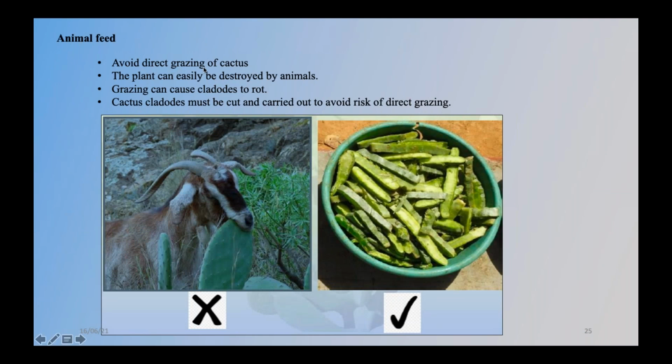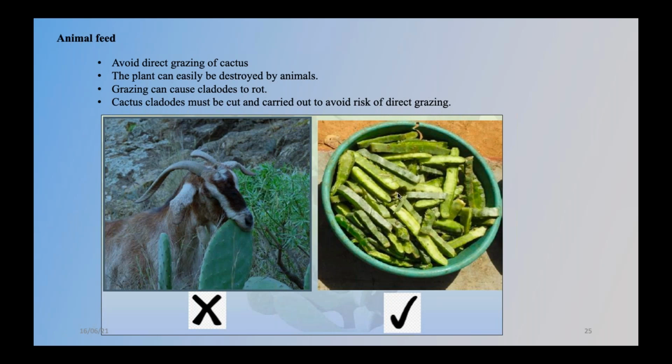We should avoid the direct grazing of cactus by the animals. The first point is because cactus is very rich in water. So if the animal eats it directly, they might suffer from diarrhea. So it must be mixed with the dry fodder. Direct grazing also destroys the crop and promotes rotting of the crops. So chopping it before feeding must be recommended.